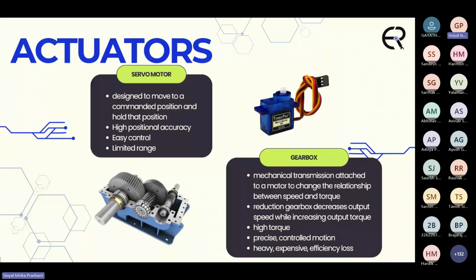And the fourth kind of actuator that we could use is a gearbox. A gearbox is a mechanical transmission that is attached to a motor and it basically changes the relationship between speed and torque. For example, a reduction motor increases the output torque by decreasing the output speed. So gearboxes provide us with high torque. They're very precise and have controlled motion, but they can be heavy, expensive, and they obviously lead to efficiency loss.